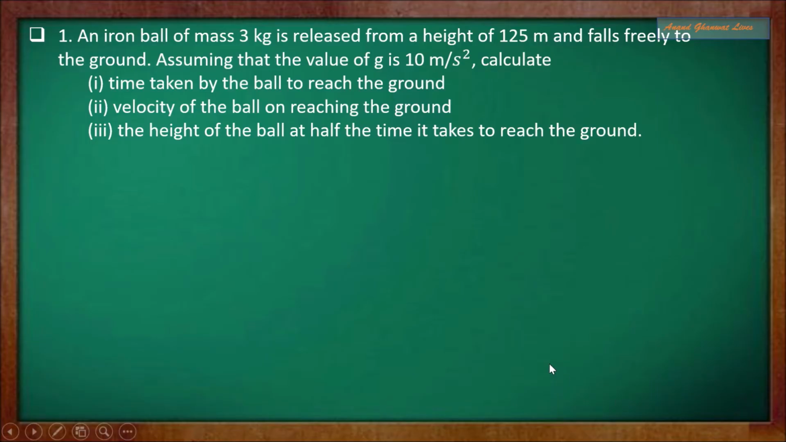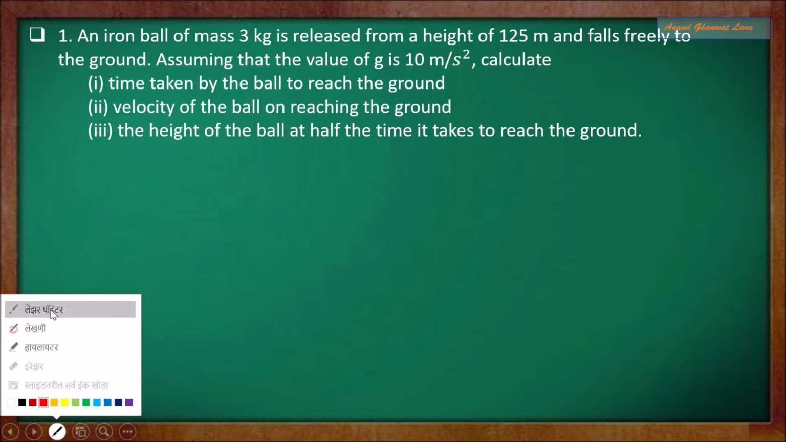Now let us solve this example. An iron ball of mass 3 kg is released from a height of 125 meter and falls freely to the ground. Assuming that the value of g, means acceleration due to gravity, is 10 meter per second square, calculate first, the time taken by the ball to reach the ground.